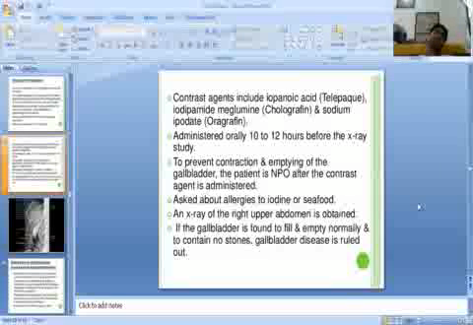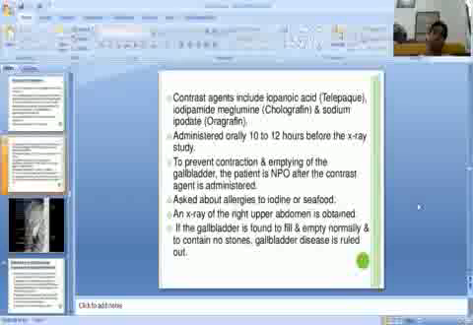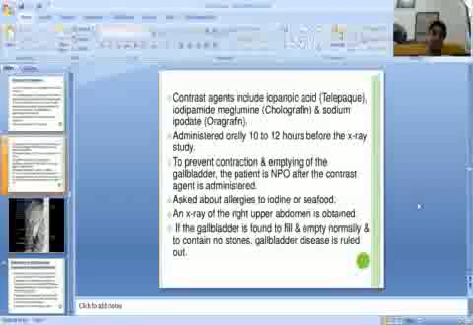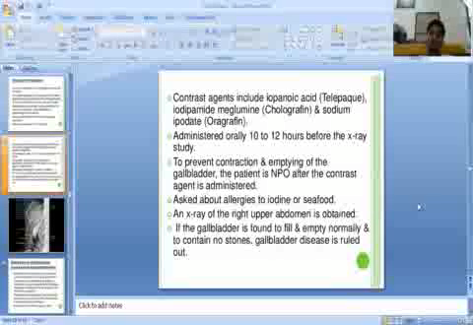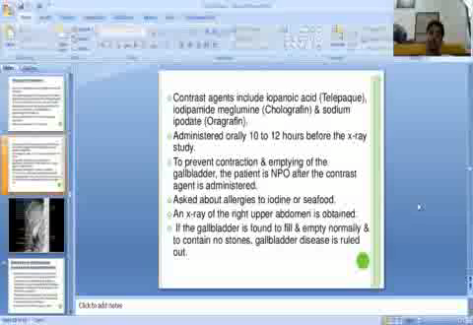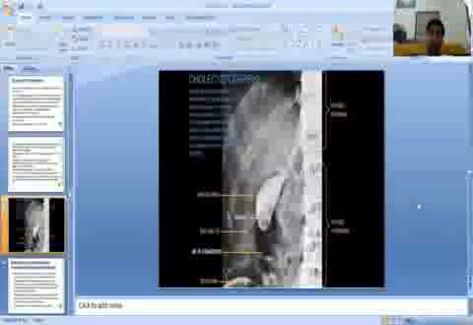To prevent contraction and emptying of the gallbladder, the patient is kept nil by mouth after the contrast agent is administered. Ask about allergies to iodine and seafood. An X-ray of the right upper abdomen is obtained. If the gallbladder is found to fill and empty normally and to contain no stones, gallbladder disease is ruled out.